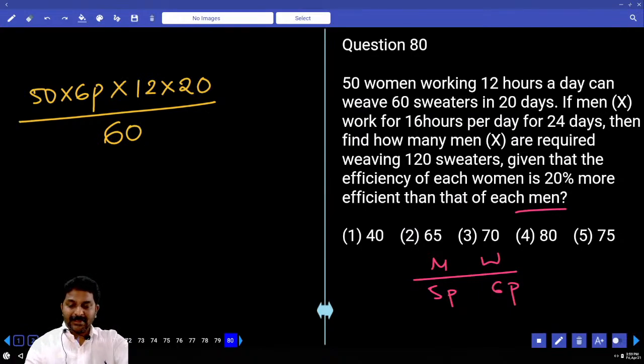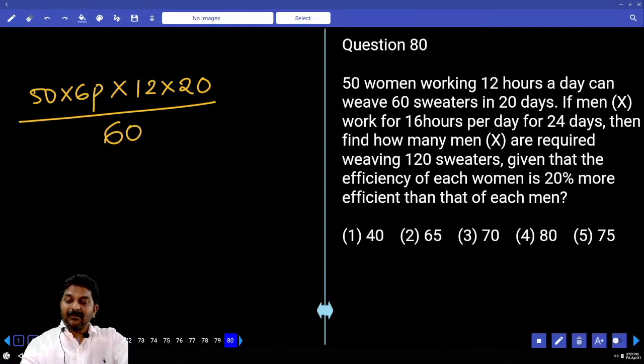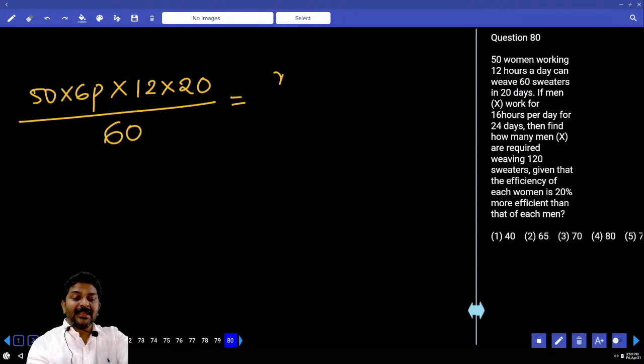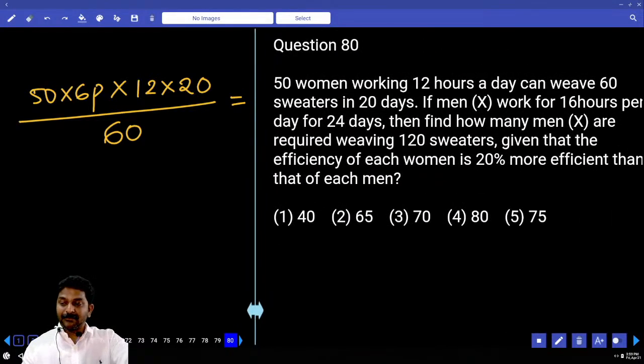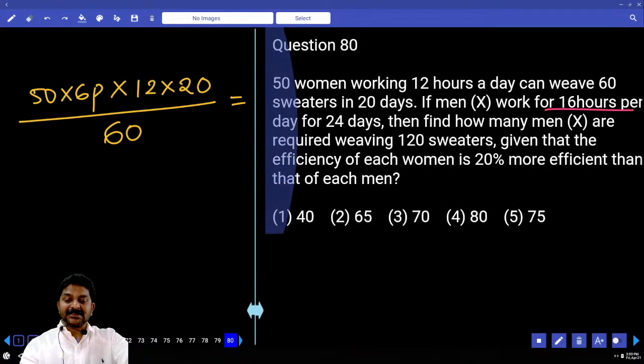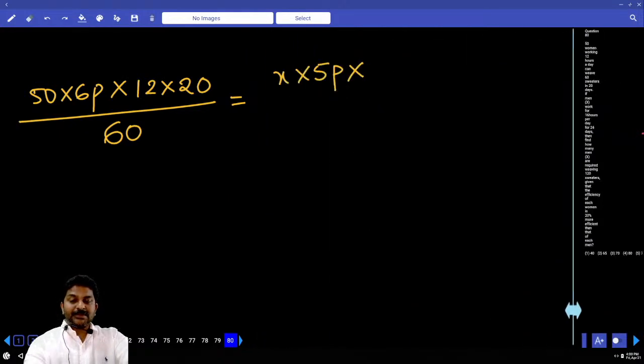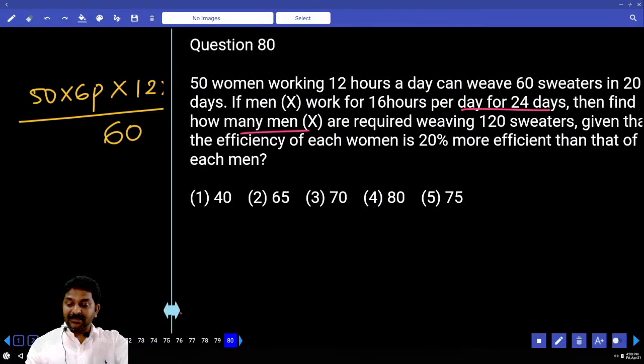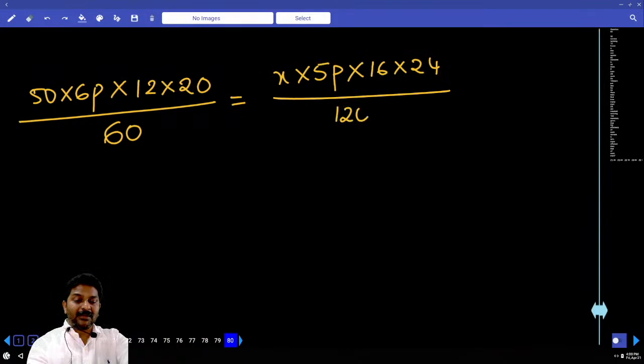Is that okay? Now when the men started the work, how many men started? X men started. X men's efficiency is equal to X into 5 parts. How many hours are they working now? 16 hours. How many days are they working? 24 days. And what is the work involved here? Weaving 120 sweaters. So denominator 120.